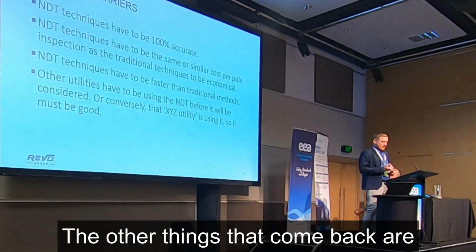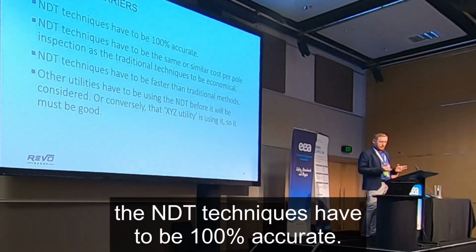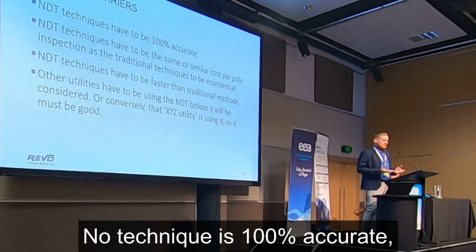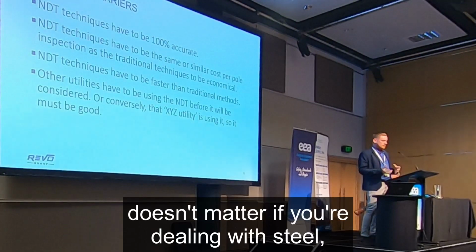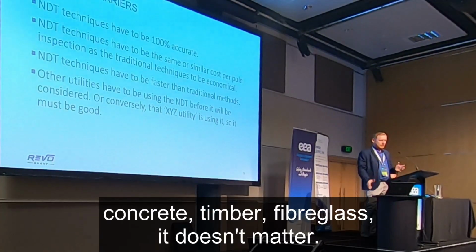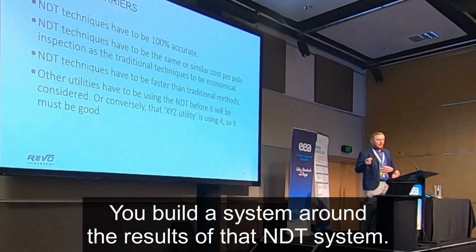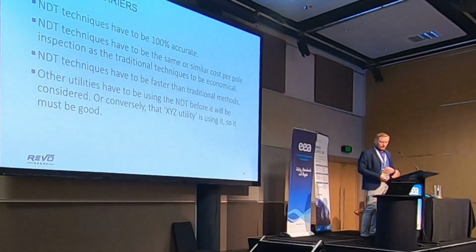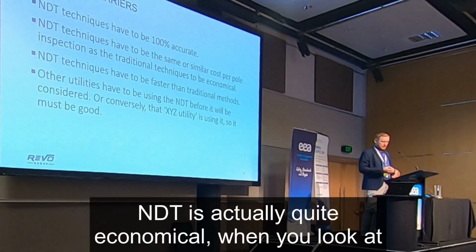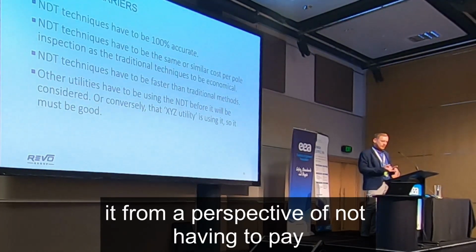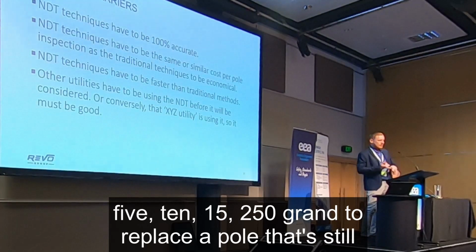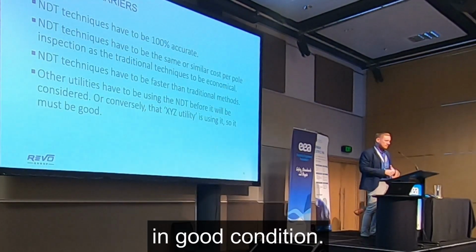The other things that come back are the NDT techniques have to be 100% accurate. No technique's 100% accurate. It doesn't matter if you're dealing with steel, concrete, timber, fiberglass, it doesn't matter. No NDT technique is 100% accurate. You build a system around the results of that NDT system. NDT is actually quite economical when you look at it from a perspective of not having to pay 5, 10, 15, 250 grand to replace a pole that's still in good condition. Okay?